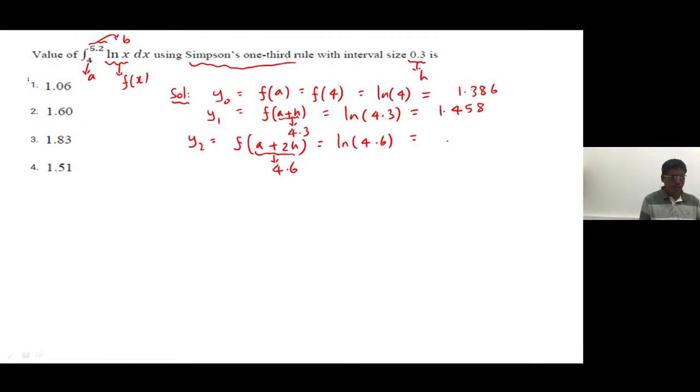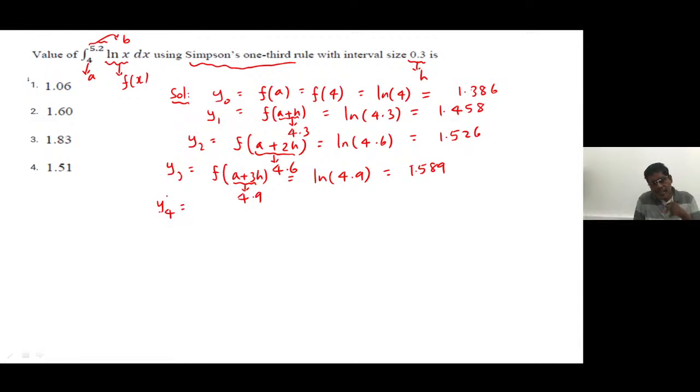This is approximately 1.526. Next, y3, the function value at a plus 3h. a plus 3h is nothing but 4.9. So the function value at 4.9 means log 4.9, approximately 1.589. And when do you stop calculating these y values? Until you get the function value at the upper limit b, that is 5.2.